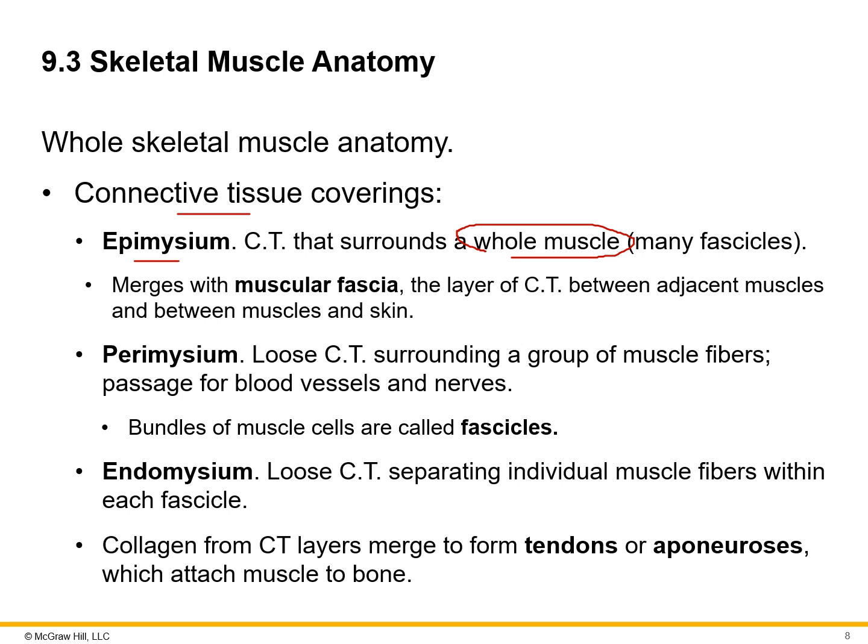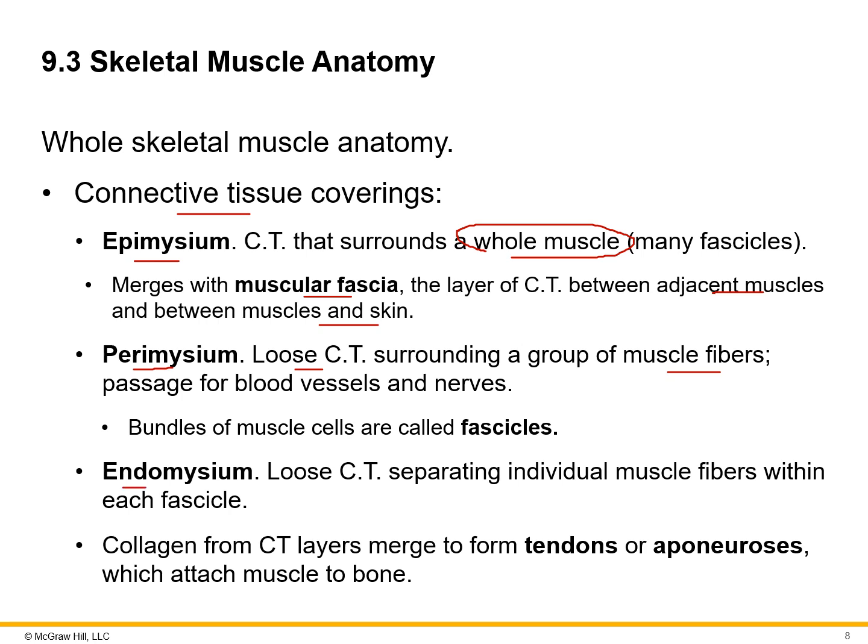It does merge with the muscular fascia, which is that thicker layer of connective tissue adjacent to the muscles, between the muscles and the skin. So it's a white connective tissue that we get over top of our muscles. We also have perimysium. This is some loose connective tissue around groups of muscle fibers. So we have the whole muscle made up individually of muscle fibers. Each group of muscle fibers is covered by a layer called the perimysium.